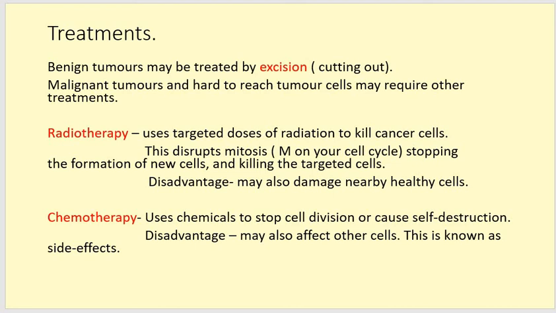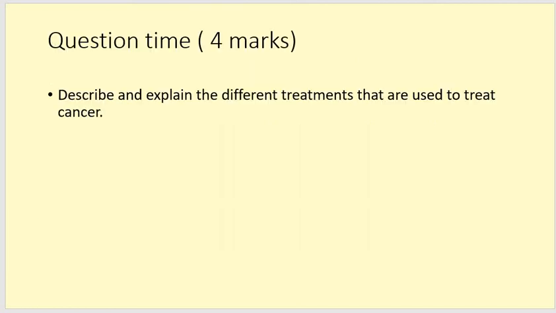The other thing that you've probably heard of is chemotherapy, often referred to just as chemo. It uses chemicals injected into the blood, that way they go all around the body. They will stop cell division or cause self-destruction of the cancer cells. Unfortunately, they may also affect other cells because it's not always easy to target them, and the cells that are affected adversely are described as side effects.